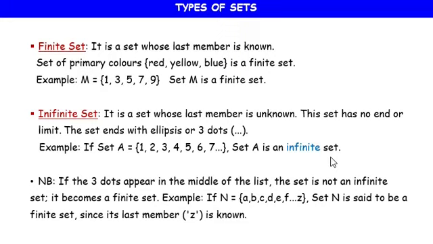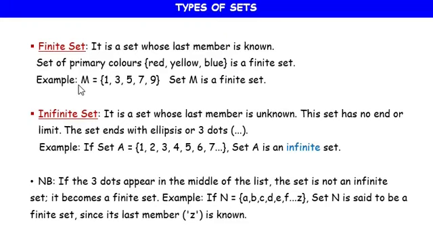For instance, if I ask you to list the primary colors that we have, primary colors include red, yellow, and blue. So it has a distinct number of members. When we talk of a finite set, it is any set that has a distinct number of what? Of members. So we know the beginning, we know the end. Here the set of primary colors is equal to red, yellow, and blue, and it is a finite set because it has a given number of members and it is known as well.